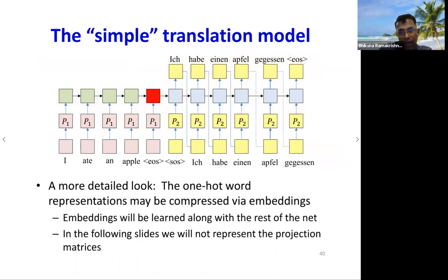Now, let's take a closer look at the decoding process again. First, the inputs are represented as one hot vectors that are mapped into lower dimensional embeddings. And the embeddings may be learned along with the rest of the net or be pre-computed. In either case, I will not be explicitly showing this embedding matrix in the rest of the slides. One thing to note, the input and output vocabularies may be different. For example, the input is English, the output is German. And so the projection matrices for the input and output can be entirely different. In general, they will actually be different.